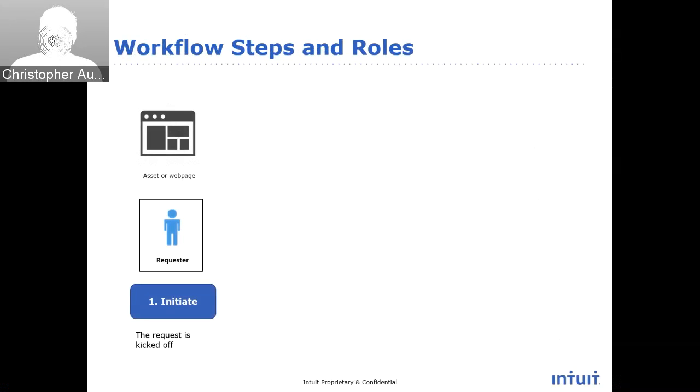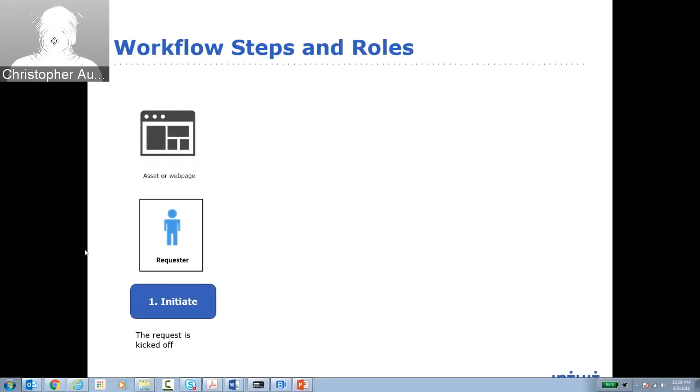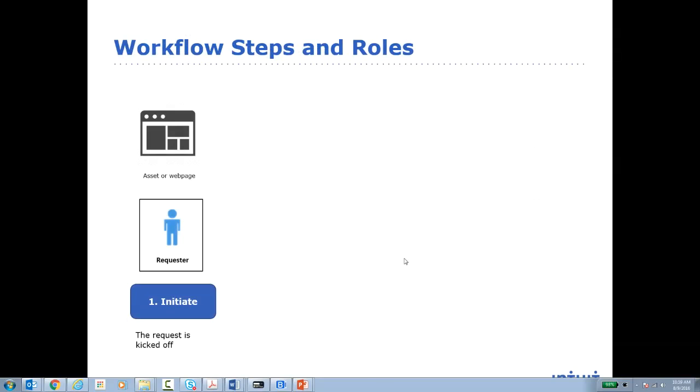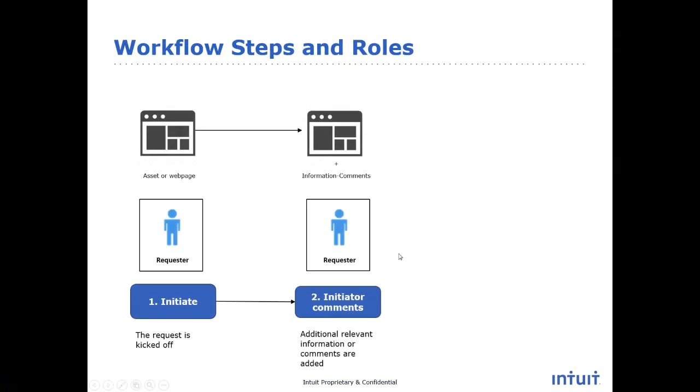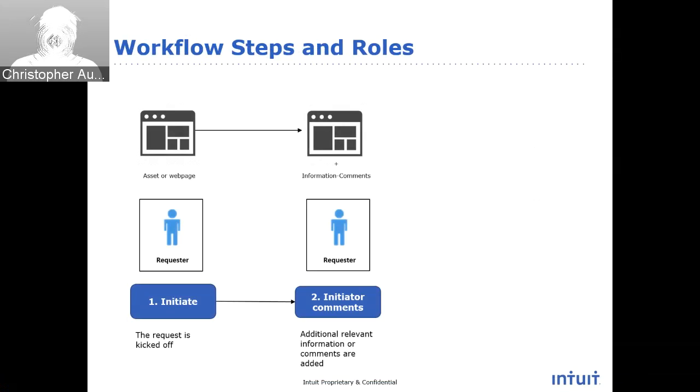So let me take you through the steps and the roles. Step number 1 is to initiate the workflow. You're going to request that the workflow be initiated. That's done by the requester. The next step is initiator comments, and that's also done by the requester, or yourselves. The situation where you'd want to add comments would be, I want to activate an asset, but I don't want to activate it right now. I'm going to activate it in 2 weeks at 12 o'clock. So you would add those comments into the initiator comments step.